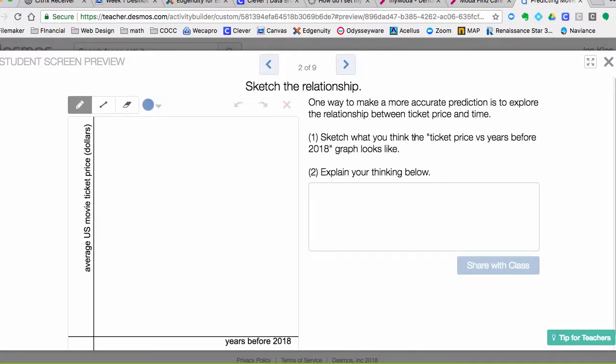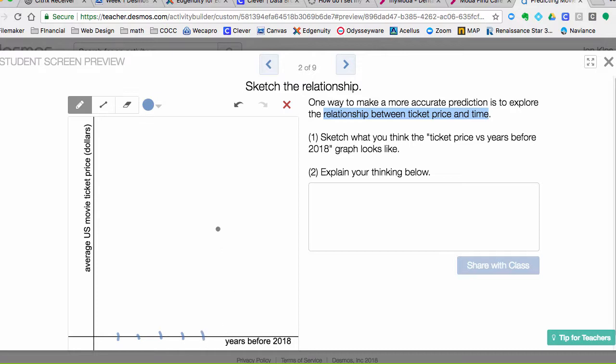Now, one way to make more accurate predictions is to start thinking about the relationships. Now we're getting into a function between ticket price and time. You're supposed to sketch what you think the ticket price is versus years before 2018. One thing that's confusing is, notice this bottom column is years before 2018. So technically the zero part would be right now, 2018, and the farther you go to the right would be how many years before. So this might be 10 years before, 20 years before, 30 years before, 40 years, 50 years, or so.